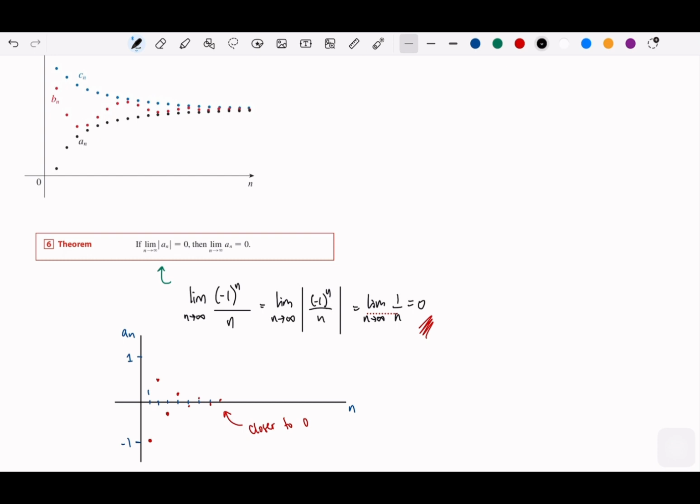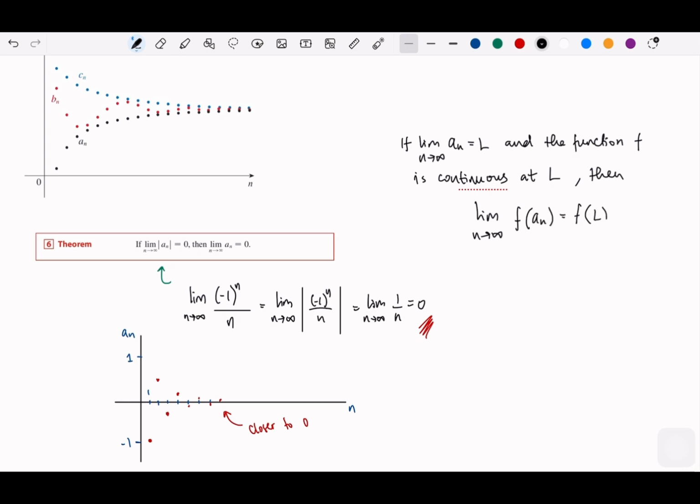So I forgot to write one theorem here to copy. If the limit as n approaches infinity of a_n equals L, and the function f is continuous at this L, then we can use the limit to evaluate the function of a_n, which is going to be the function of that L. So remember that we need to have this continuous at this L.